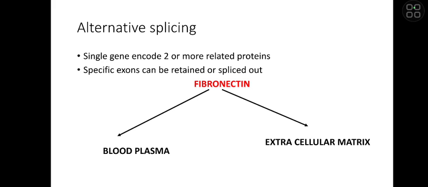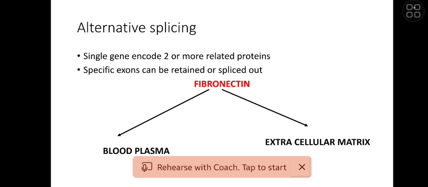Okay, the first example is, as we all know, alternative splicing. Alternative splicing is the process in which a single gene can code for many proteins. Especially in eukaryotes, a single gene can code for many polypeptides or proteins by splicing out the exons or introns into new combinations, which result in new proteins.